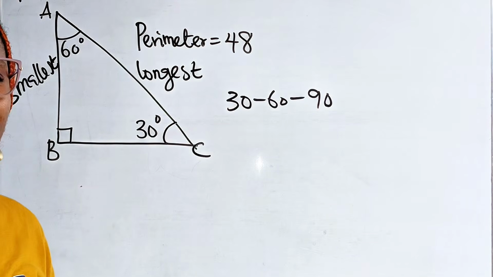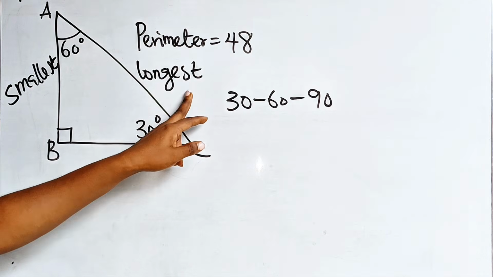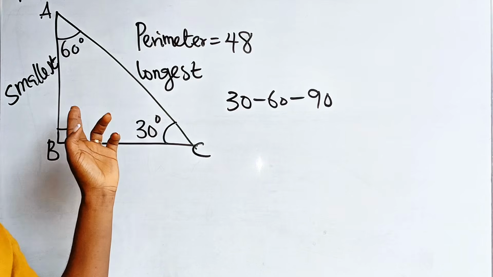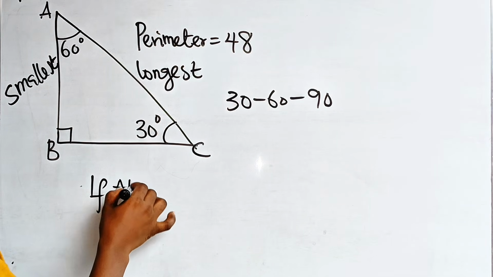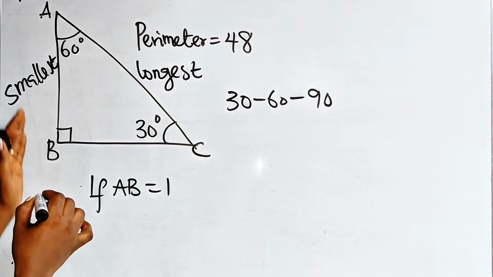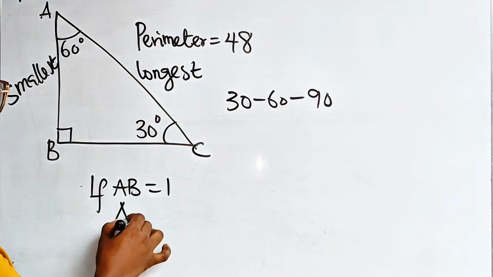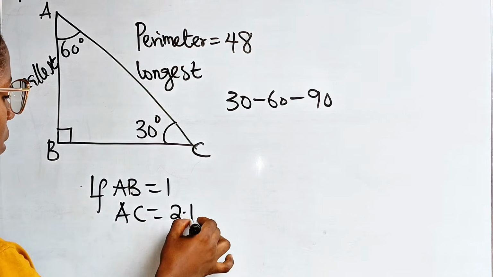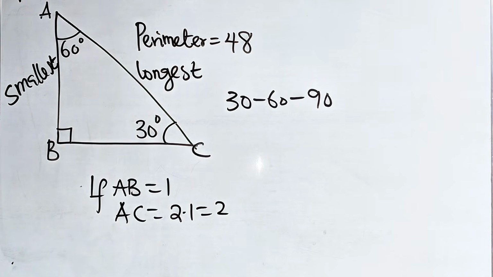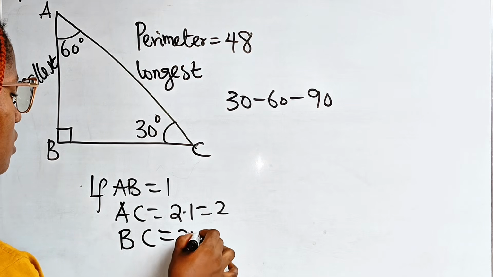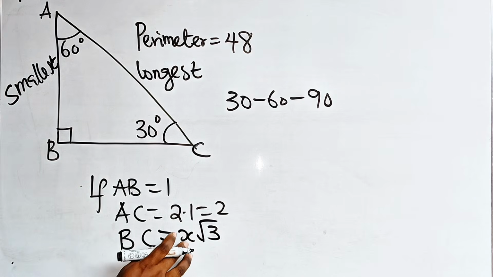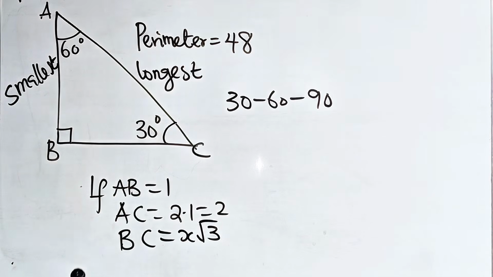Now, how does that concern us? Research shows that the longest leg is 2 times the smallest leg. So let's take for instance, if AB is equal to 1, the smallest leg, it means that AC will be equal to 2 multiplied by 1, which is 2. And the other leg, which is BC, will be equal to x root 3. So in this case, our answer is 1 times root 3, which is root 3.